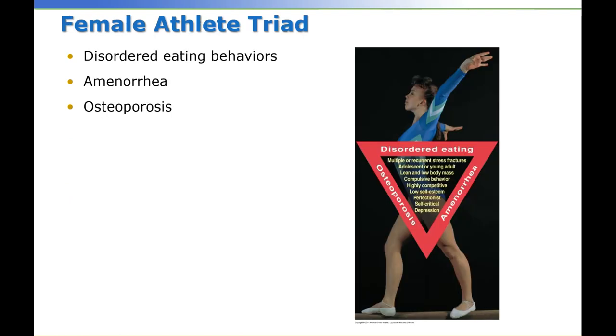Female athlete triad. A lot of this happens sometimes for women who train intensely. Disordered eating behaviors, amenorrhea, which is loss of menstrual cycle, and then osteoporosis takes place. These are some of the things that have to be looked at in regards to osteoporosis.